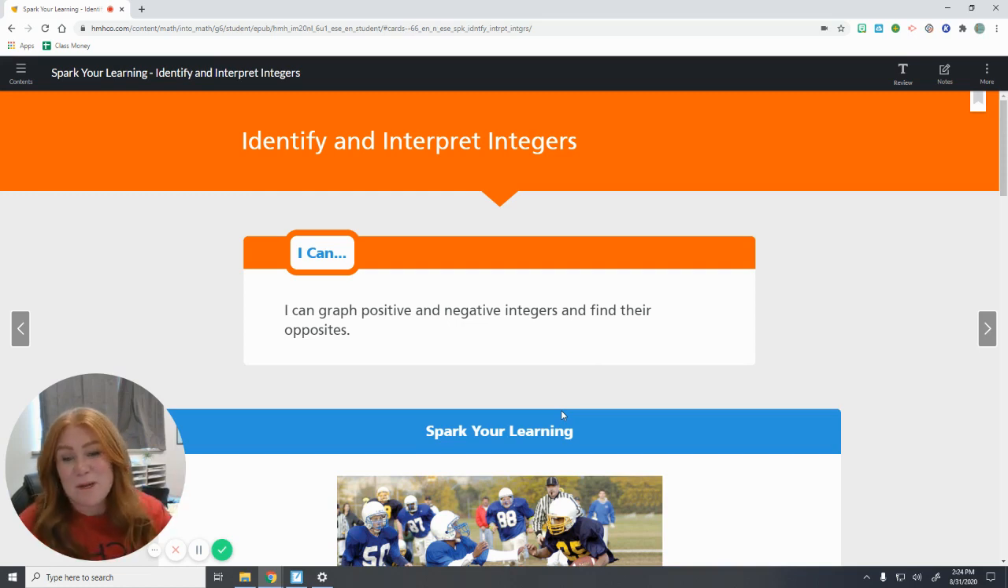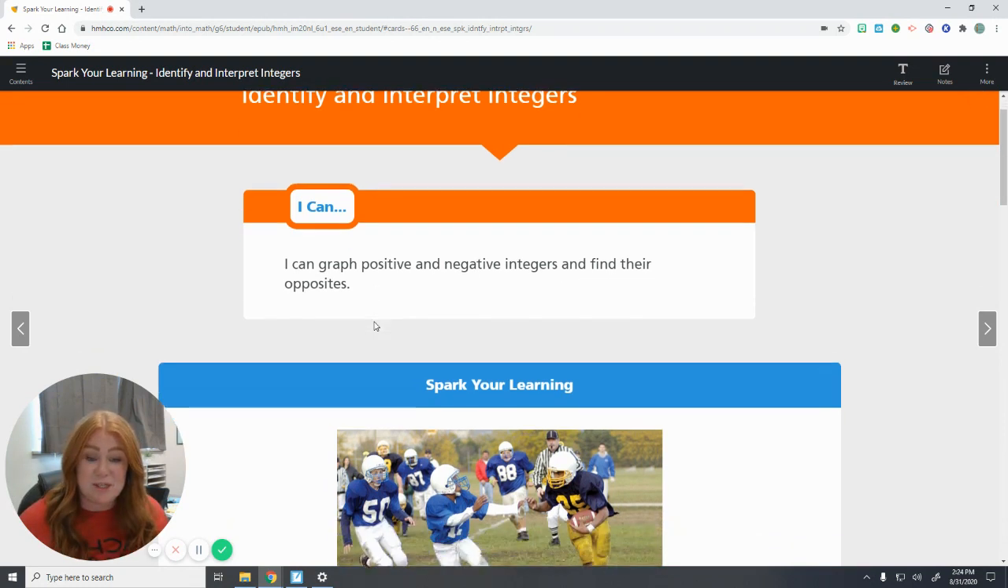Hey math friends, we are going to work on lesson 1-1 today, which is on identifying and interpreting integers. A few things that we are going to work on today is identifying what positive and negative numbers mean as integers and when we would use them. We're also going to graph those numbers on a number line, and we're also going to find the opposites of those positive and negative integers.